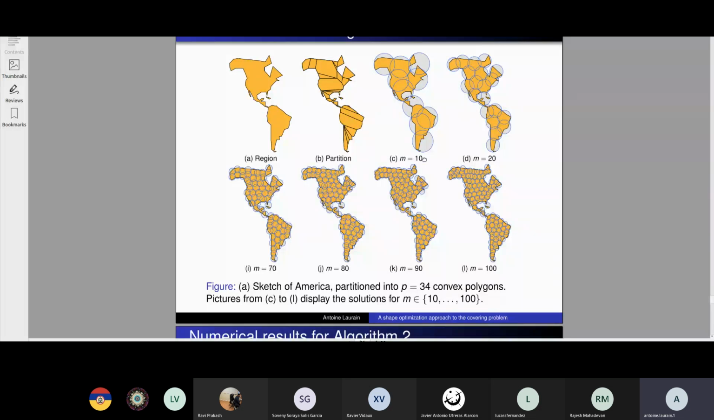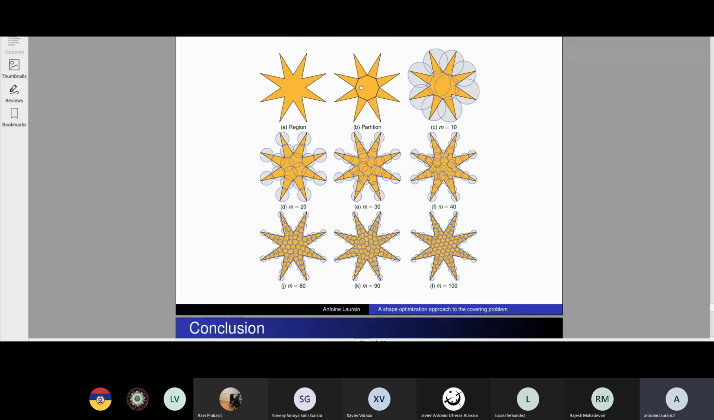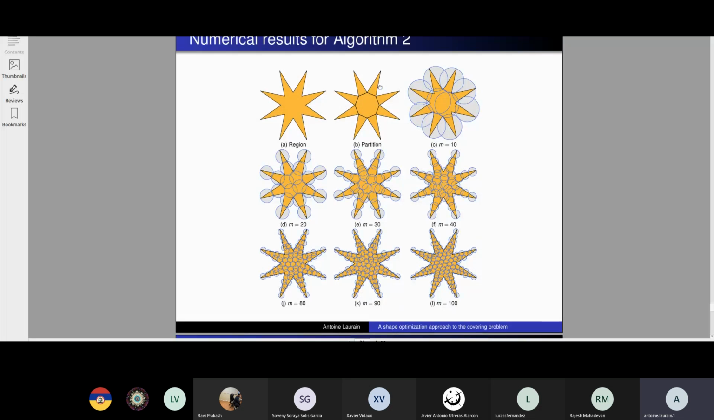Okay, so we tried different shapes, and it works really well. You have a very accurate representation here, and here the goal was to try a shape really with some little spikes.